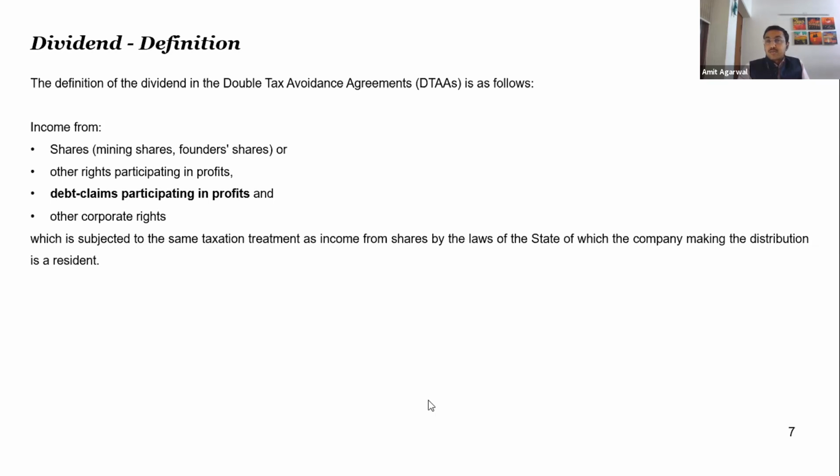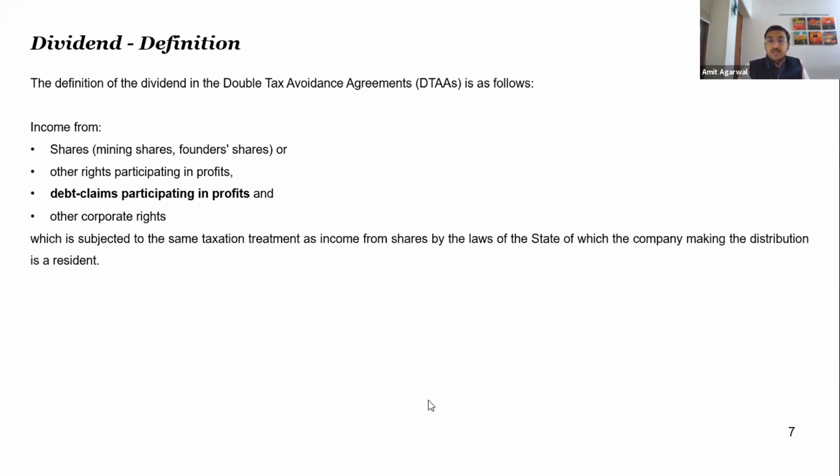Rights participating in profits. You may have other, contractual rights, where a person of a particular state has participating rights in the profits of the company, which is contractual in nature. The third category could be debt claims, and we have seen this in certain practical examples, that sometimes we can have debt instruments where the interest payment is linked to the performance or profitability of the company, to say that if the company has profits, then only the interest is payable, and if not, then no interest will be payable. Even such instruments, or rather the interest paid on such instruments, can fall under the category of dividend, and hence be taxable as dividend, and accordingly the withholding tax will apply as per the applicable rates.